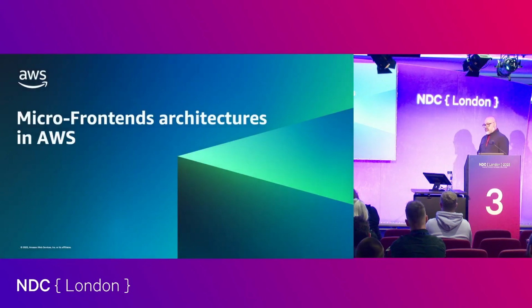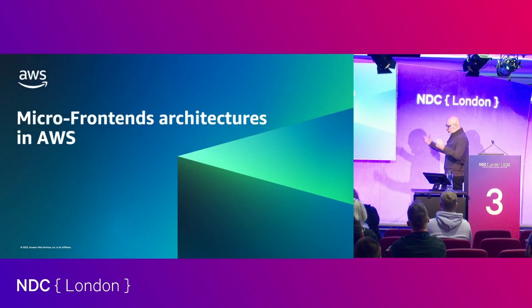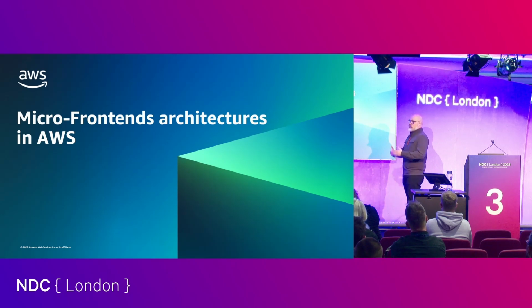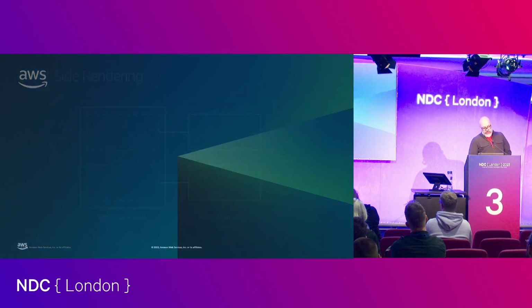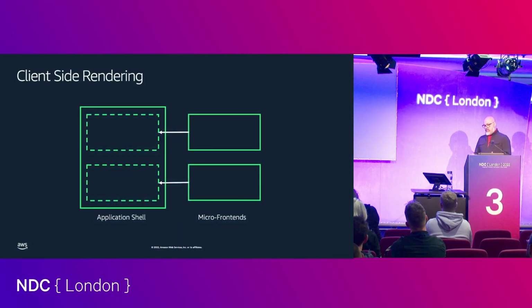That leads us to, okay, we understood what micro-frontends are, and we have an idea of how we need to think about them. So let's try to apply those things in AWS. The first one is client-side rendering.